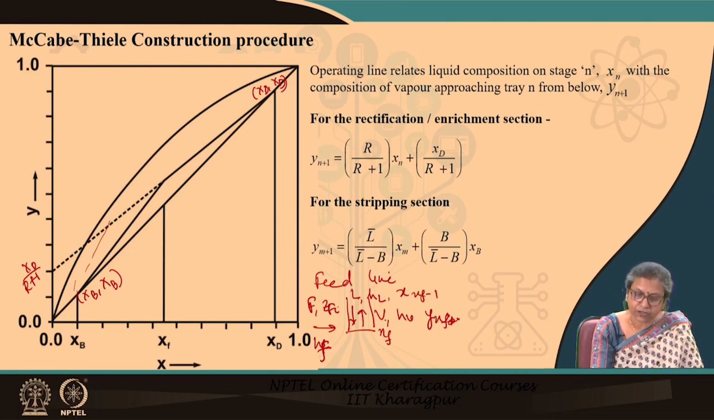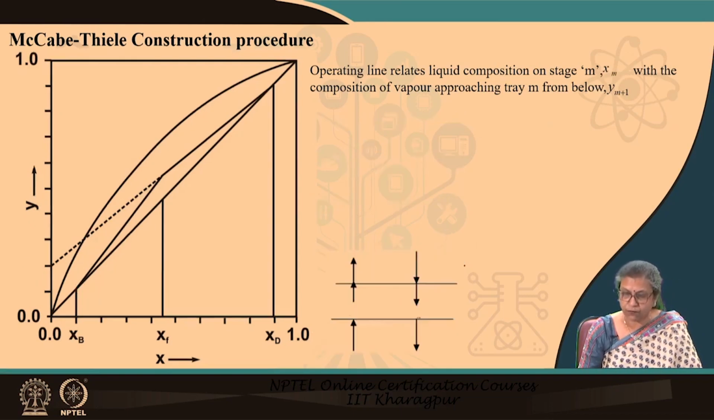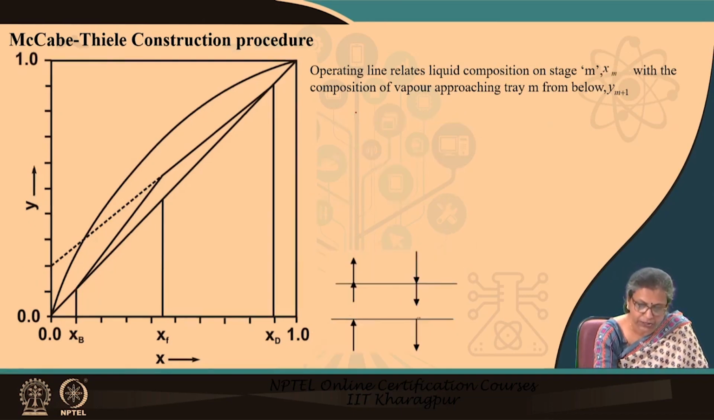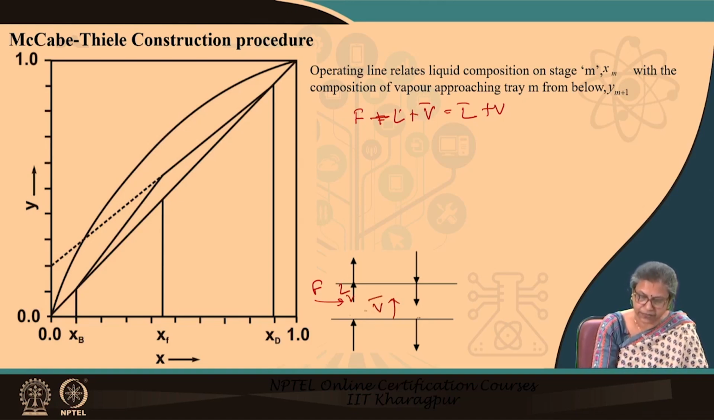In this particular case also, just like I have done for the enrichment section and the stripping section, we can write down an overall material balance, and we can also write down a component material balance. For the overall material balance, what do we expect to get? Quite naturally it is going to be F plus L plus V bar equal to L bar plus V. F is entering from here, L is falling from the top, and V bar is rising from here, and so we can write this down.